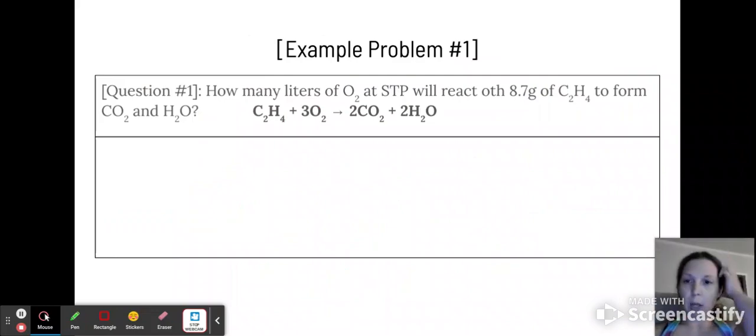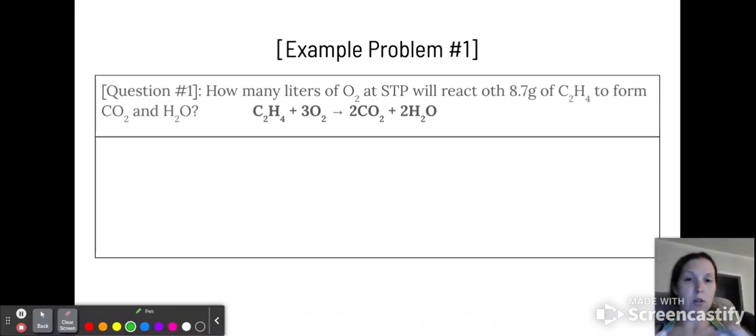I'm going to set this one up and work through it, and then you will have an example problem to try. I suggest, again, underlining what you're given, circling what you're looking for, just so you don't get lost, and writing out your pathway to the side.